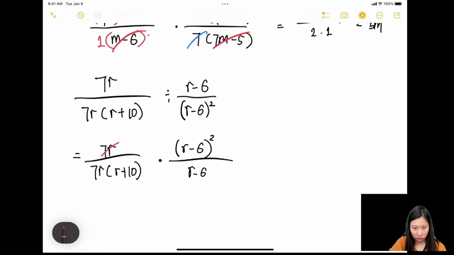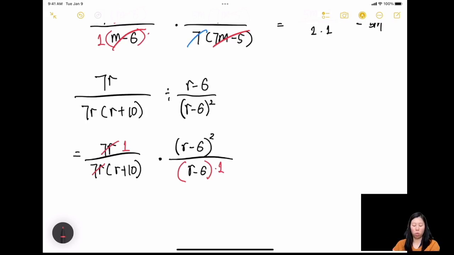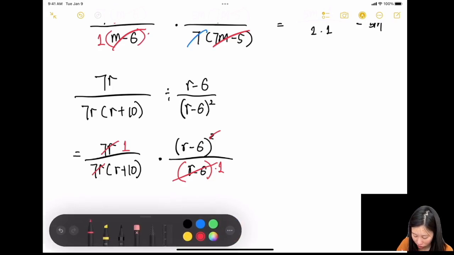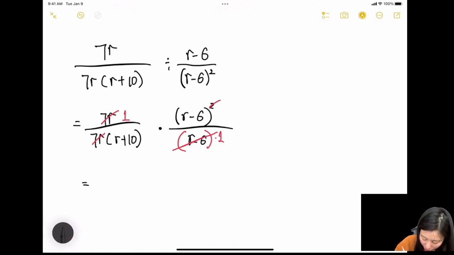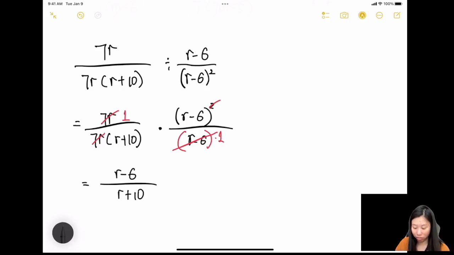Again, 7r and 7r cross cancel, and these have 1 left. 6 minus r is the same as minus (r minus 6), so we can view it as 6 minus r times 1. So 1 of the r minus 6 got cancelled, and what's left is r minus 6 over r plus 10.